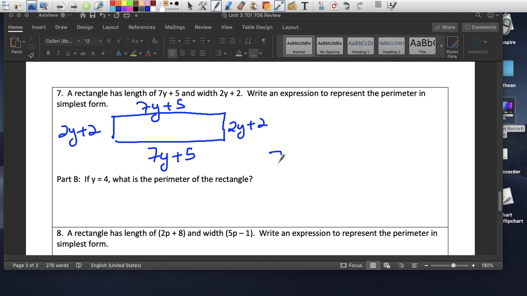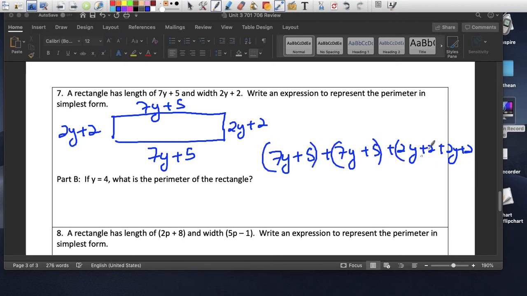Alright, so we're gonna do the same thing we did in the previous problem. So 7y plus 5 plus 7y plus 5 plus 2y plus 2 plus 2y plus 2. Now I gotta add all these. I could have put the parentheses, I'm gonna put the parentheses. And then you're going to do the distributive property, and when you do the distributive property, it all comes out exactly the same. So now I get to add them.